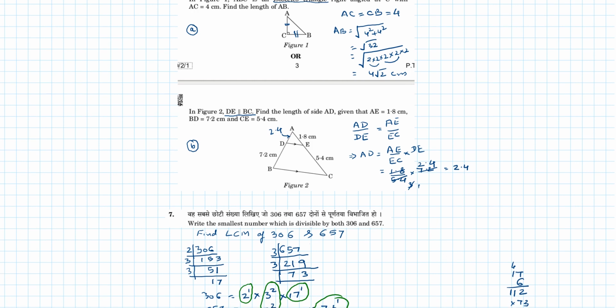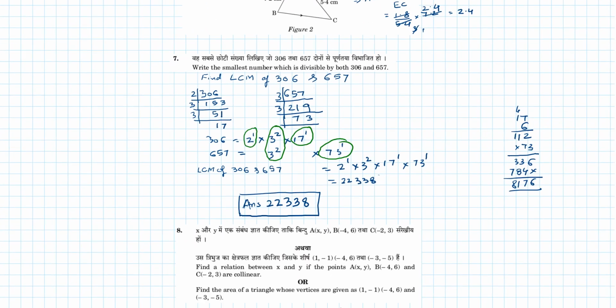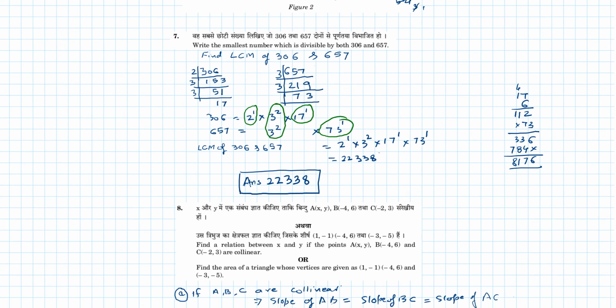Let us come to the question number 7. The question number 7 is related to write the smallest number which is divisible by both 306 and 657. Finding the smallest number between the two numbers is equivalent to basically find the LCM between these two numbers. How do you find the LCM between these two numbers? Here is a simple procedure.